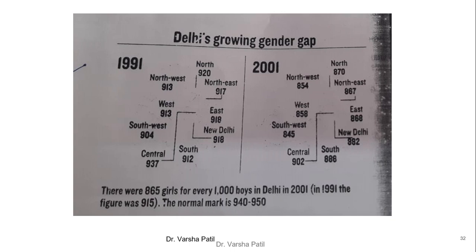Now this is, for example, a comparison between 1991 and 2001. So these are the 8 directions, that is north, south, west and east, and again the 4 sub-directions, and they are given in detail. From that we can easily get the information that there were 865 girls for every 1000 boys in Delhi in 2001, and in 1991 it was 915. So the number of girls has reduced from 1991 to 2001. So this is again one of the examples of cartogram.